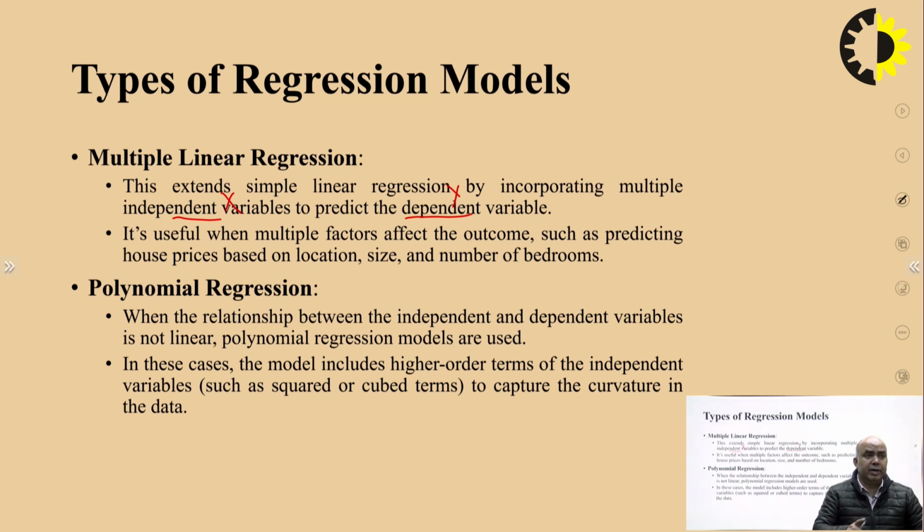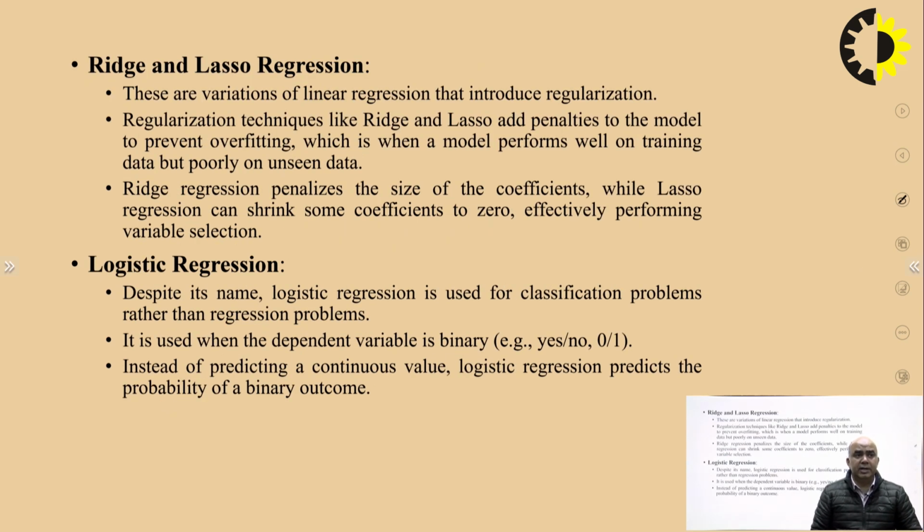Sorry, I forgot one point: multiple linear regression is useful when multiple factors are used to predict outcomes, such as house price based on location, size, and number of bedrooms. That is with respect to multiple linear regression. Then we have ridge and lasso regression.